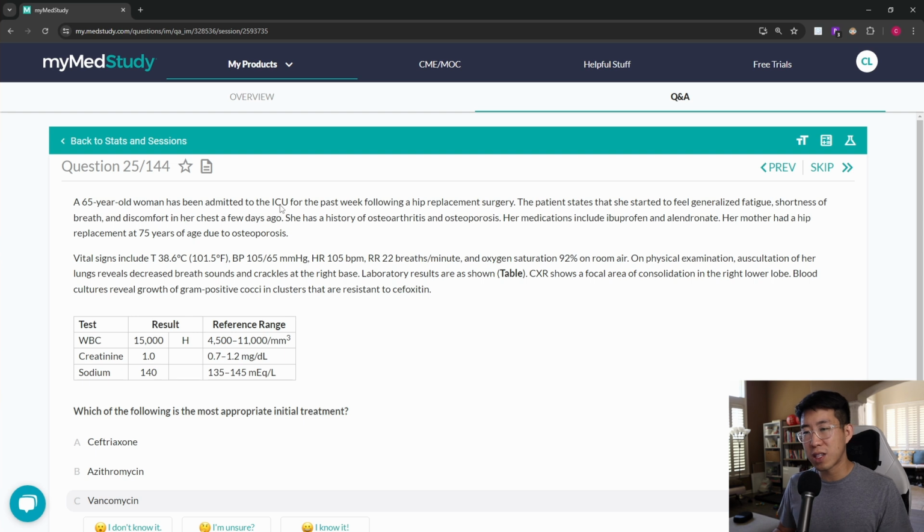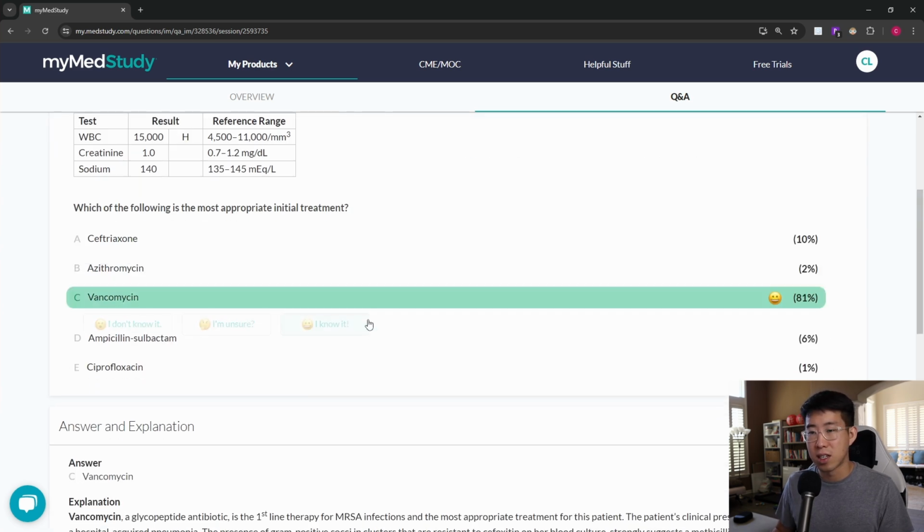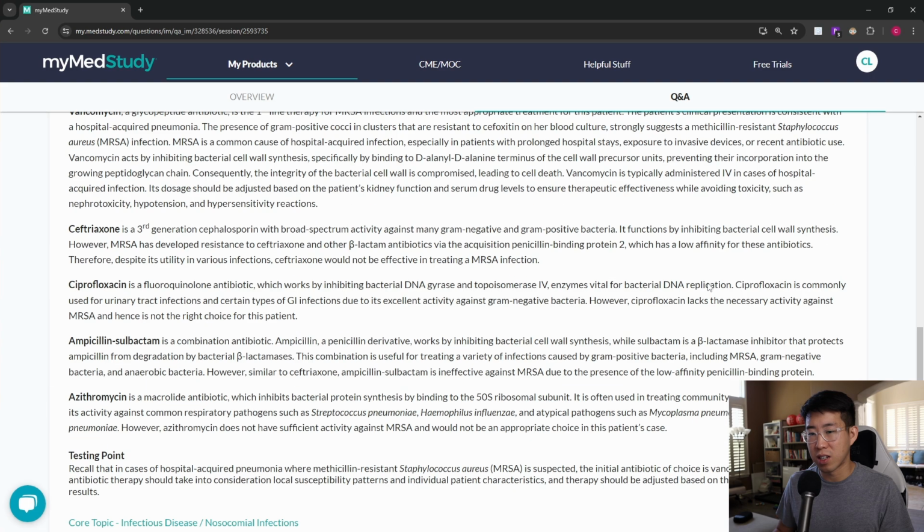So the fact that she's been admitted to the ICU for the past week means that we can treat this as hospital-acquired pneumonia. And so we would initially just start off these patients on vancomycin and cefepime. And then the fact that we know that the cultures are gram-positive cocci now, we can narrow it to just vancomycin. So vancomycin, you can see 81% of people got that right.